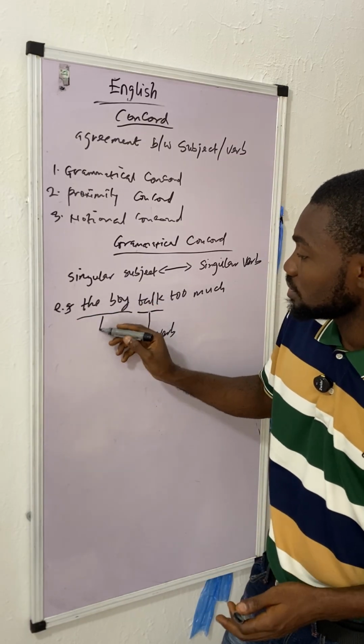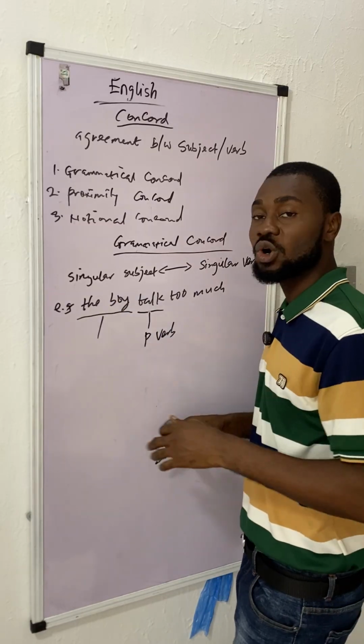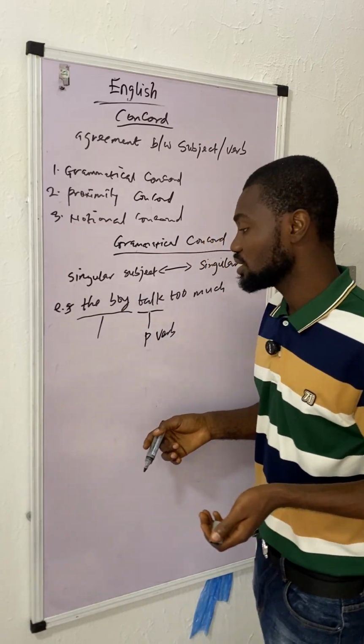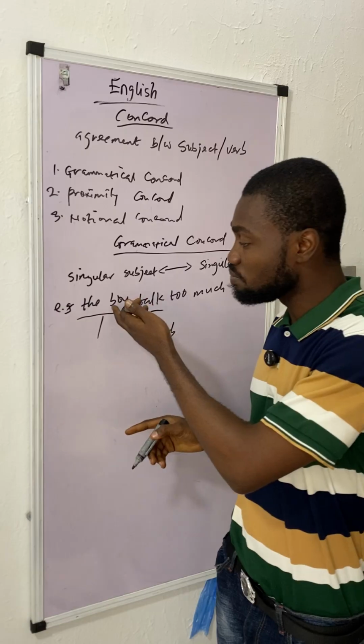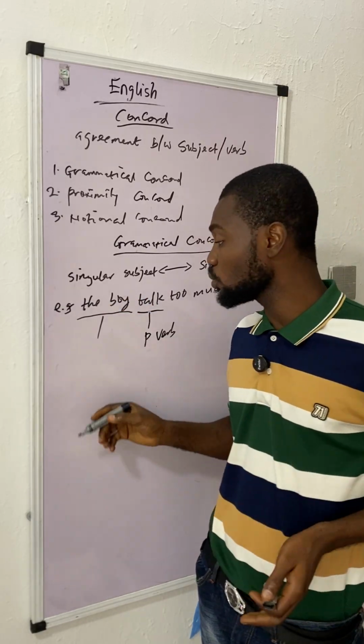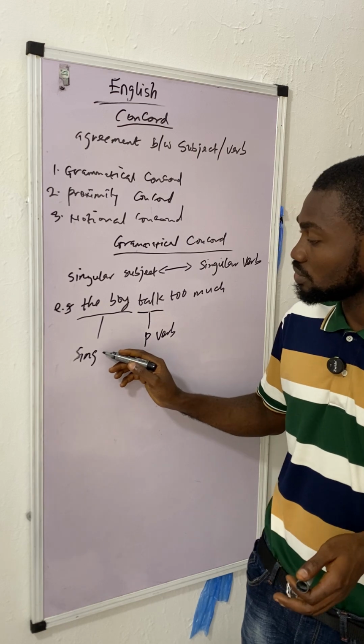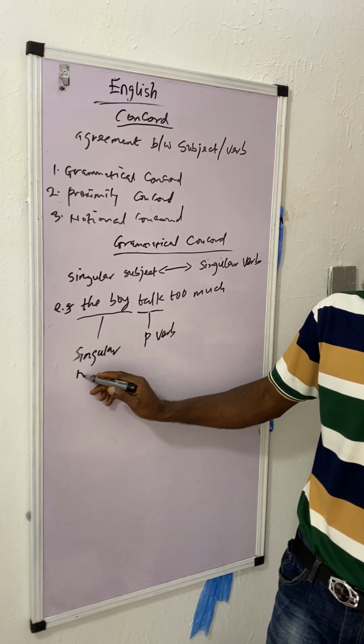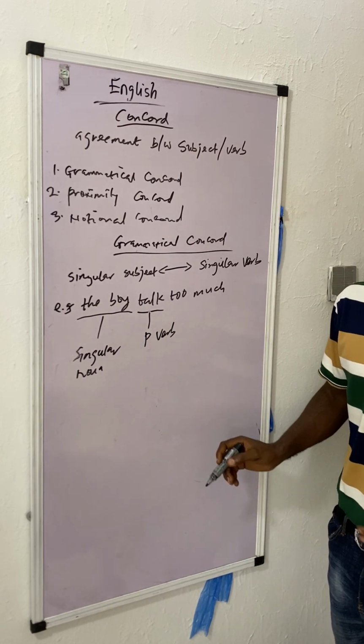So we have the subject, the boy. Okay? So nothing concerns singular and plural for now. So it's the boy that we are looking at. What type of noun is this boy, as it's acting as the subject? Is it singular or plural? It's a singular noun. Okay? Singular noun. All right?